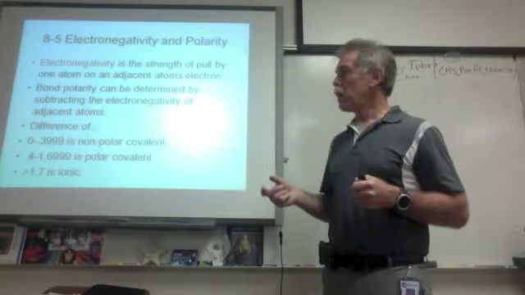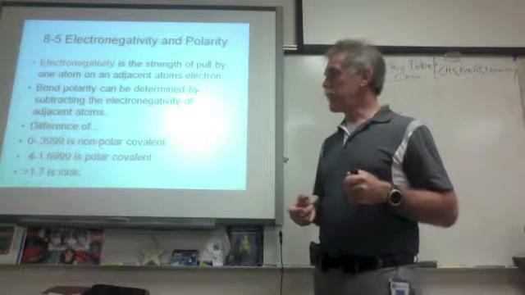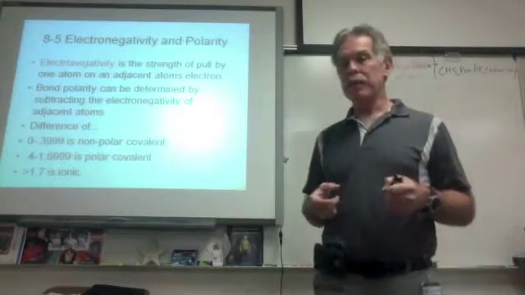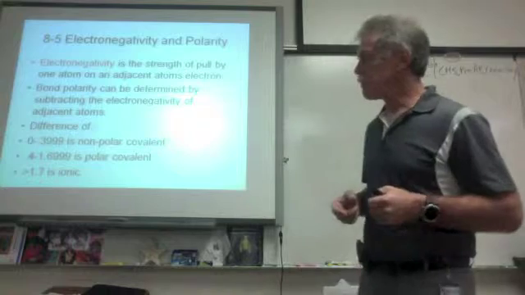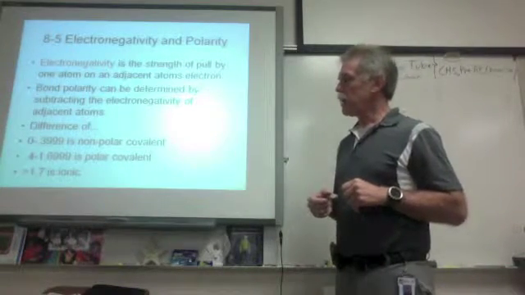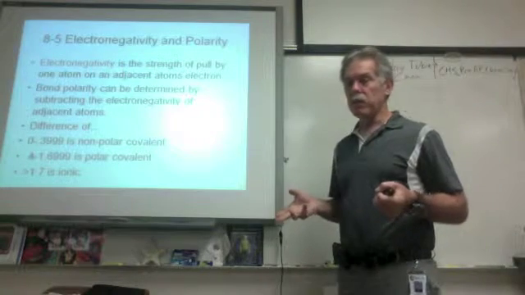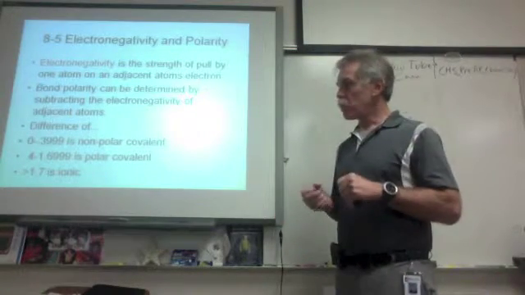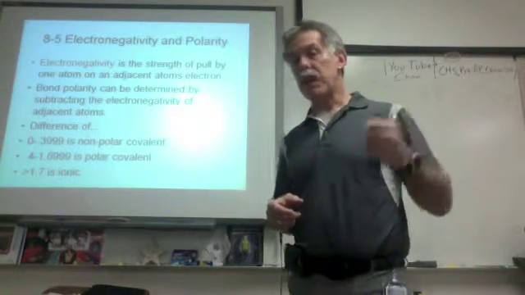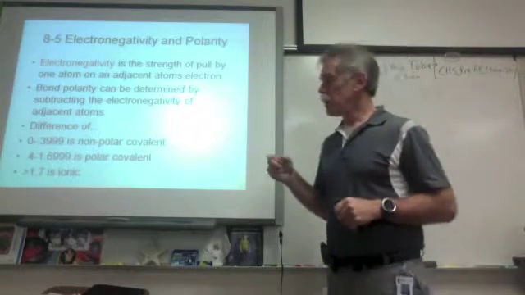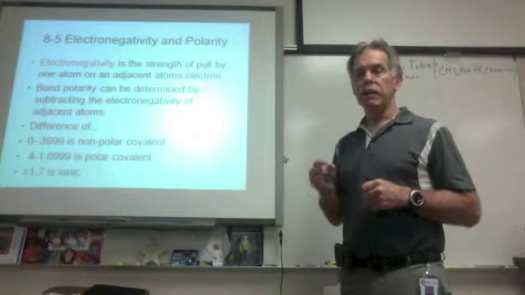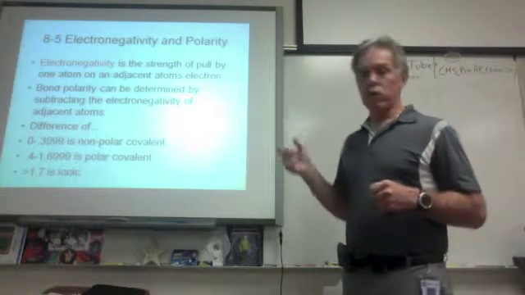What if it's 0.4 to 1.69999? That would be polar covalent. So the easiest way to remember this is if you can remember the middle, which is 0.4 to right under 1.7, and then if it's 1.7 or over, it's ionic. If it's less than 0.4, then it's nonpolar covalent. The middle slot would be polar covalent.